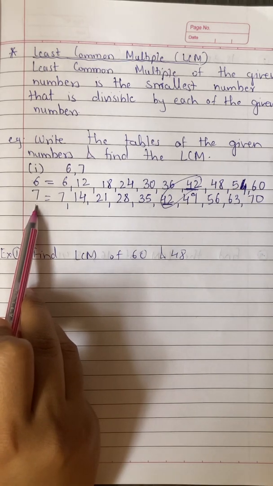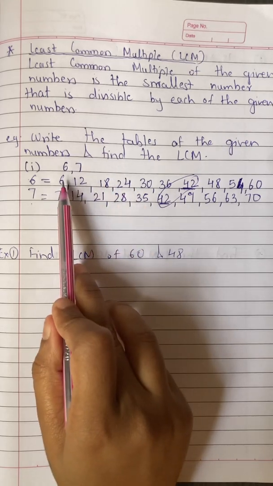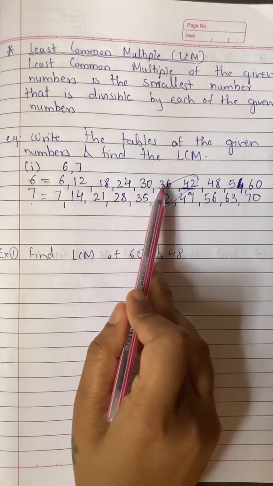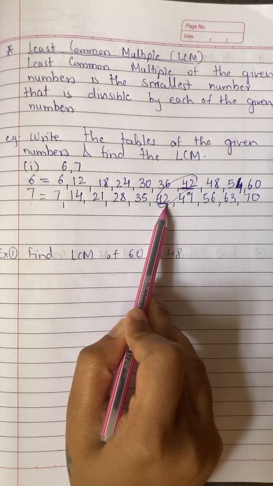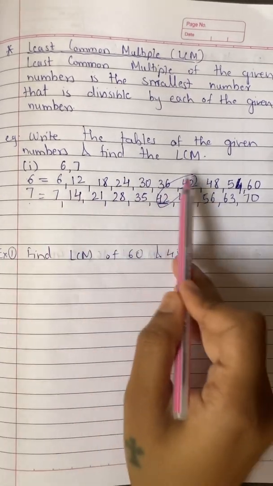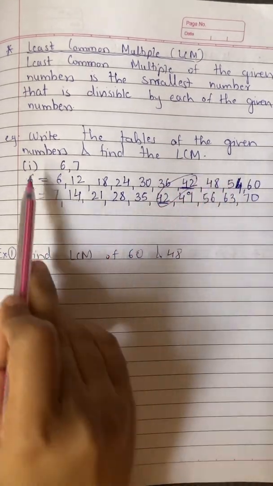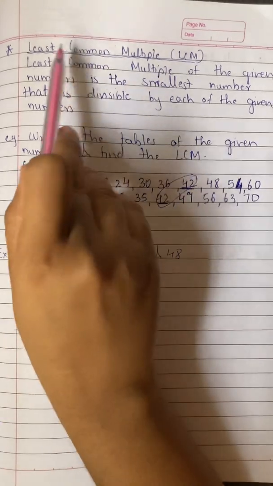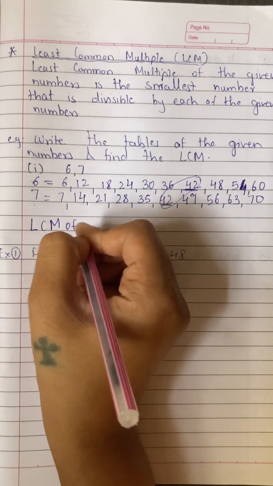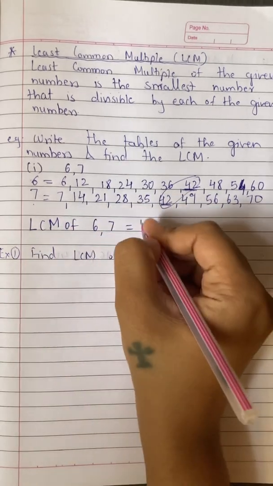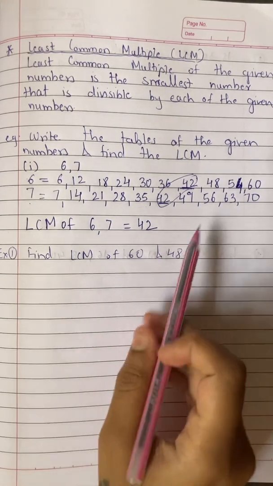Okay, why is it called least? Because less than 42, there is no such number. You can see 6, 12, 18, 24, 30, 36 do not repeat in 7's table. This is the first number which is repeated in the 6 and 7 tables. So this becomes the least number which is common in 6 and 7. That's why it is called least common multiple. So you can write down LCM of 6, 7 is equal to 42. So this was the method which you used in standard 6.